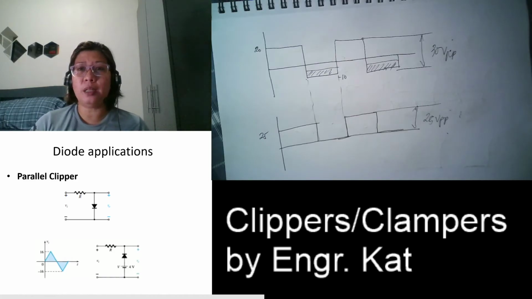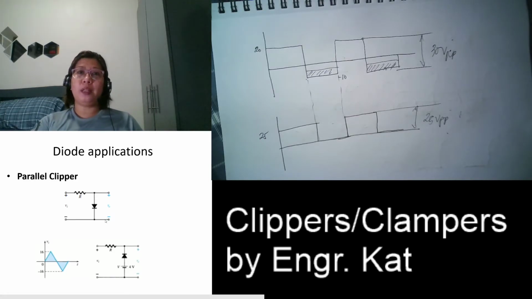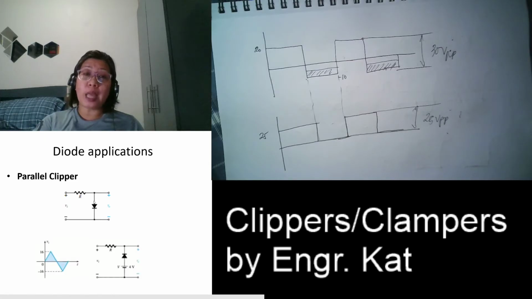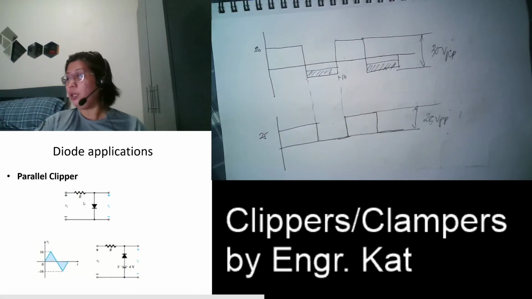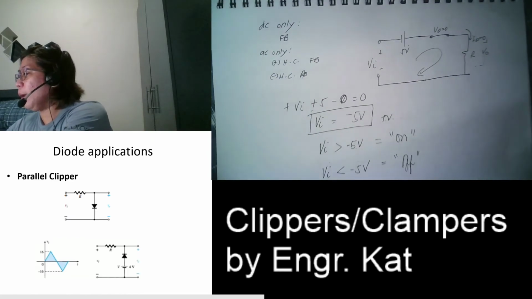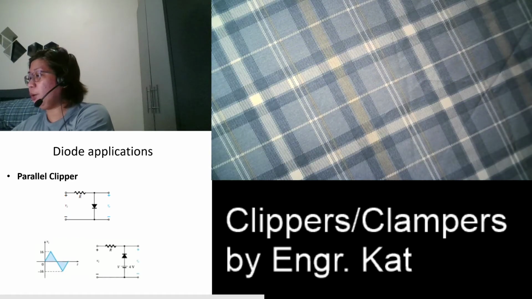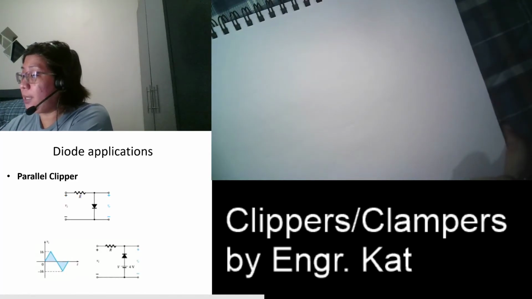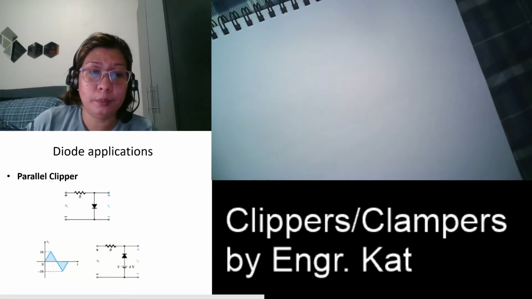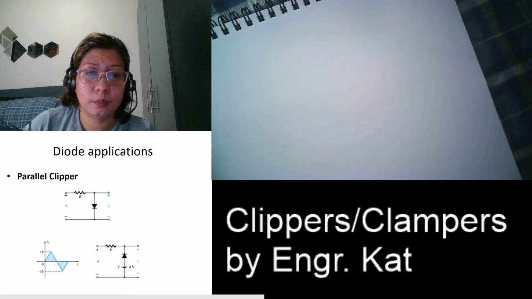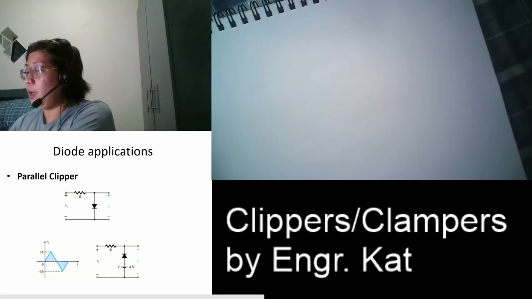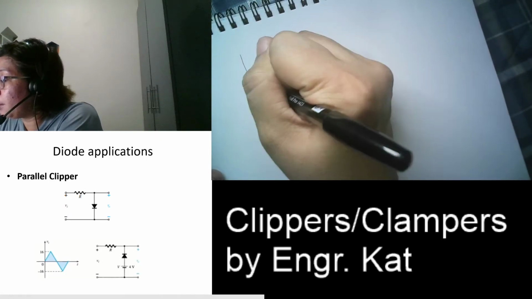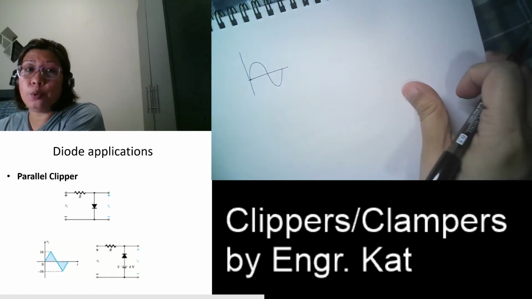So next is a parallel clipper. So this is an example of a parallel clipper. Your diode is in parallel with the load. Okay, so this is your output waveform. So considering this circuit here, what happens during positive half and during negative half? Okay, so let us see. For example, this is my input. And this is my diode clipper.